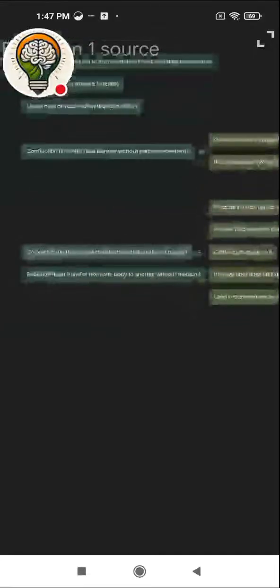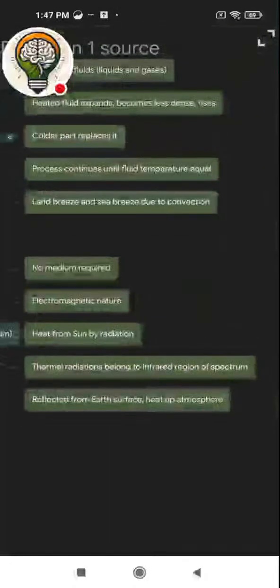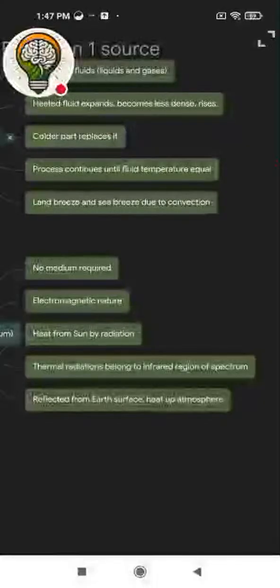Then radiation: heat transfer from one body to another body without a medium. No medium is required, and it is electromagnetic in nature. Heat from the sun reaches us by radiation, and thermal radiation belongs to the infrared region of the spectrum, is reflected from the earth's surface, and heats up the atmosphere.